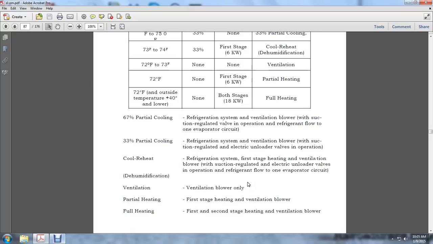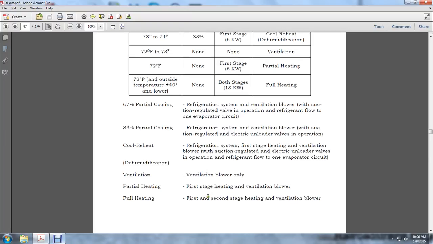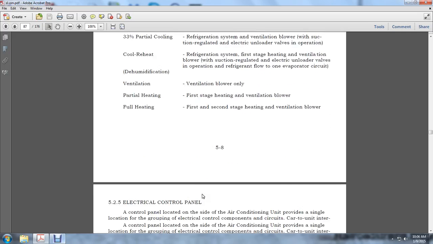67% partial cooling: refrigerating system and ventilation blower with suction regulated valve in operation, refrigerant flowing with one evaporator circuit. 33% partial cooling: refrigerating system and ventilation blower with suction regulated and electric unloader valve operating. Cooling reheating: refrigerating system, first stage heating, ventilation blower with suction regulated and electrical unloader valves operating and refrigerant flow to the one evaporator circuit. Dehumidification ventilation: the ventilation blower only. Partial heating: first stage heating and ventilation blower. Full heating: first and second stage heating and ventilation blower.